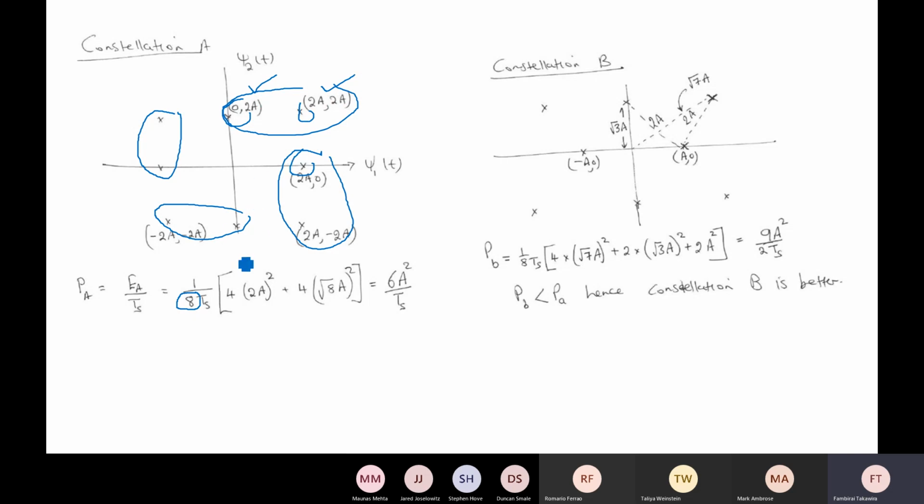Because then instead of actually having this 4 here and this 4 here, I wouldn't have those 4s because I would simply be considering 2 signals. And then I would divide by 2 here, and then I'll end up with the same answer.